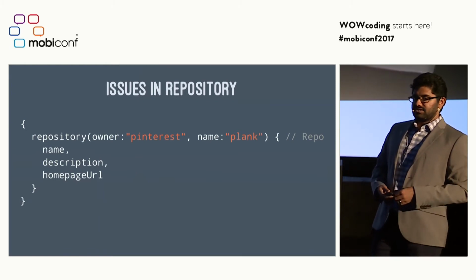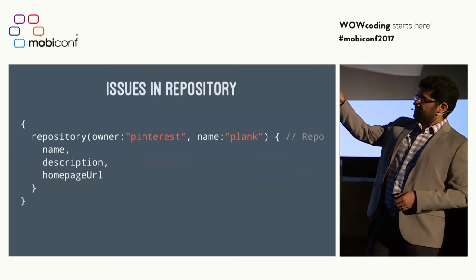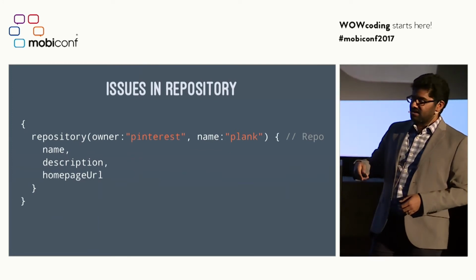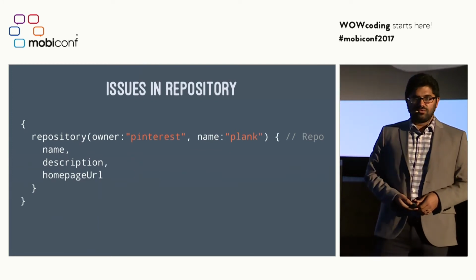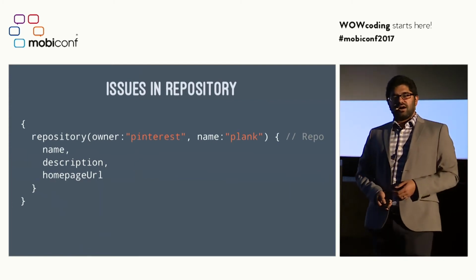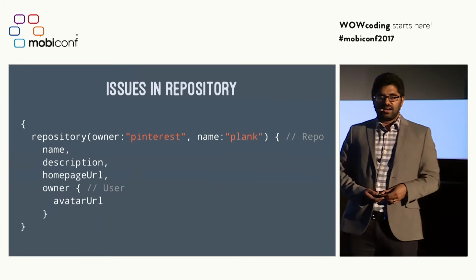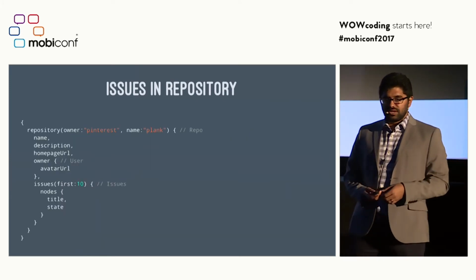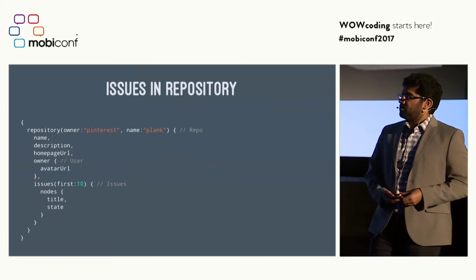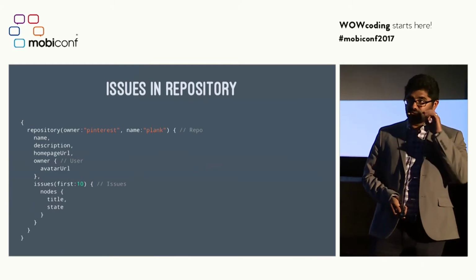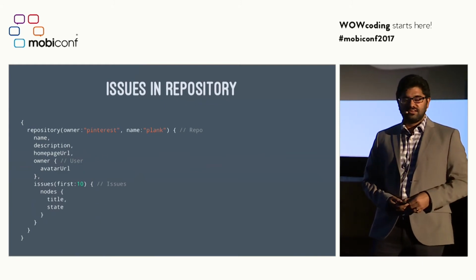You can see that the repository takes some arguments and some fields, and then we might have a requirement change where in our feature we also want to display the avatar URL of the owner, and we also want to get the issues. So we're going to say, give me the first 10 issues, and for each one of those issues, give me the title and the state.